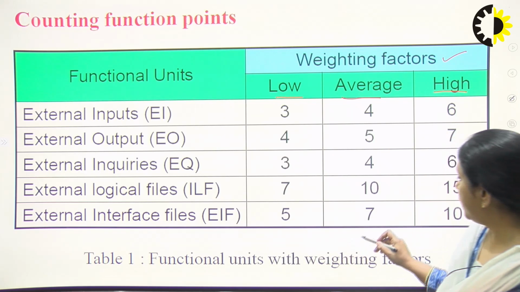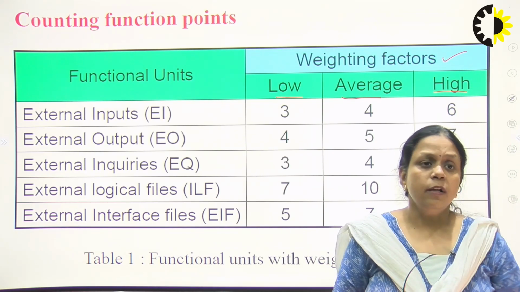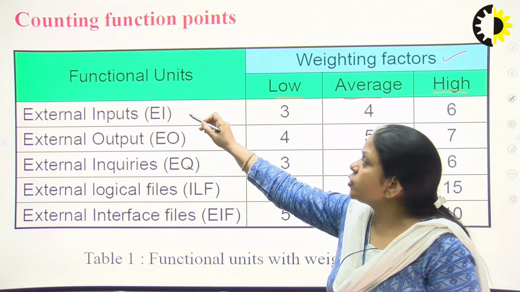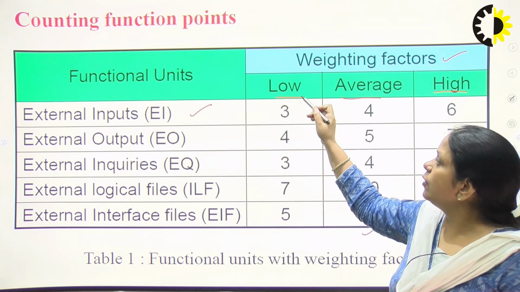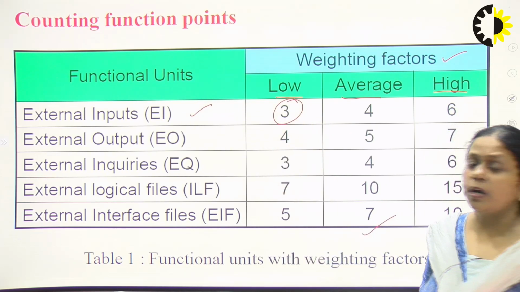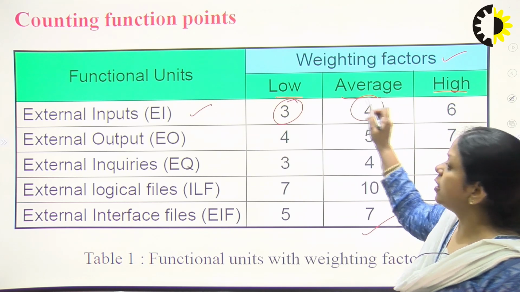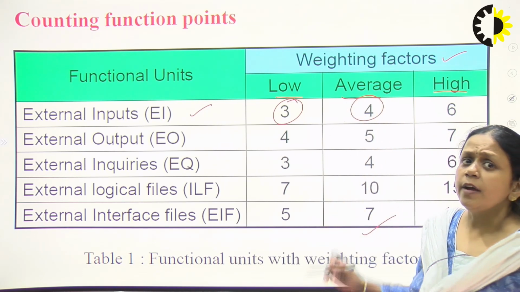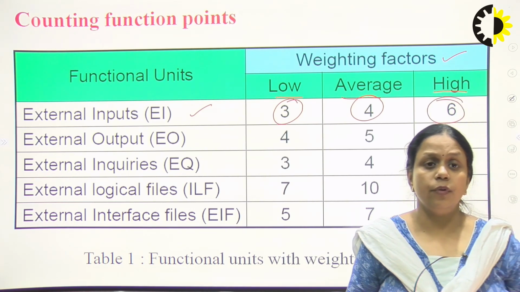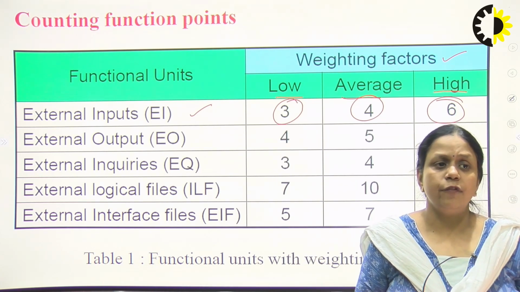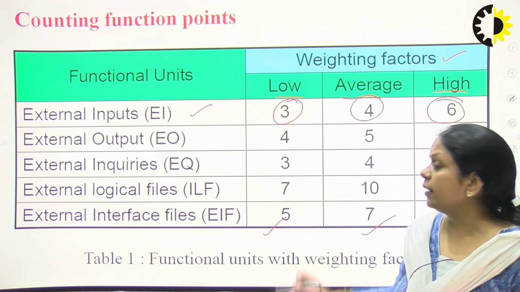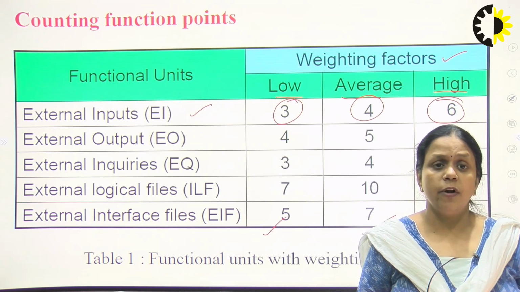This is the table which was already proposed by Alan Albrecht for the low, average, and high values. You can see here, for the external input, if the value of external inputs is low, then the weighting factor is 3. If the value of the external input is average, then the weighting factor is 4. If we have external input high, then the weighting factor is 6. So, these are all the weighting factors of the different function points. We have to use this particular table to calculate the function point of our system.